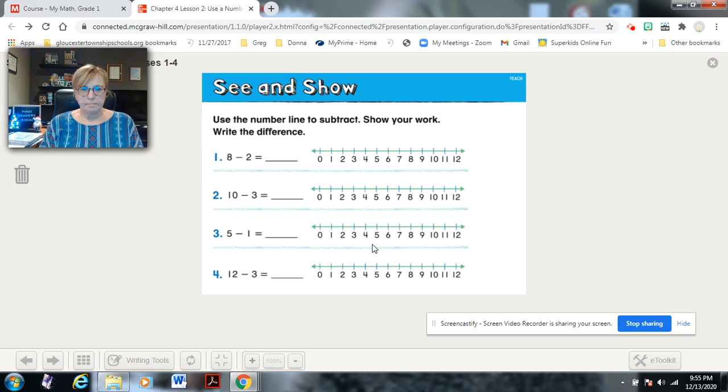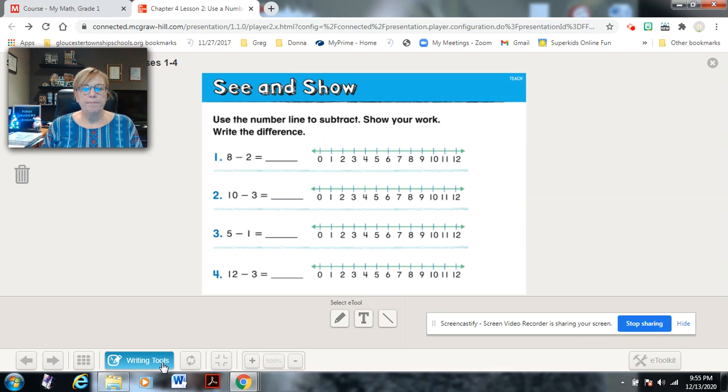Okay. Now, for these next problems on this page, it says use the number line to subtract, show your work, and write the difference. When they say show your work, you're going to show it with a pencil, making the marks. And we'll work on this together, okay?